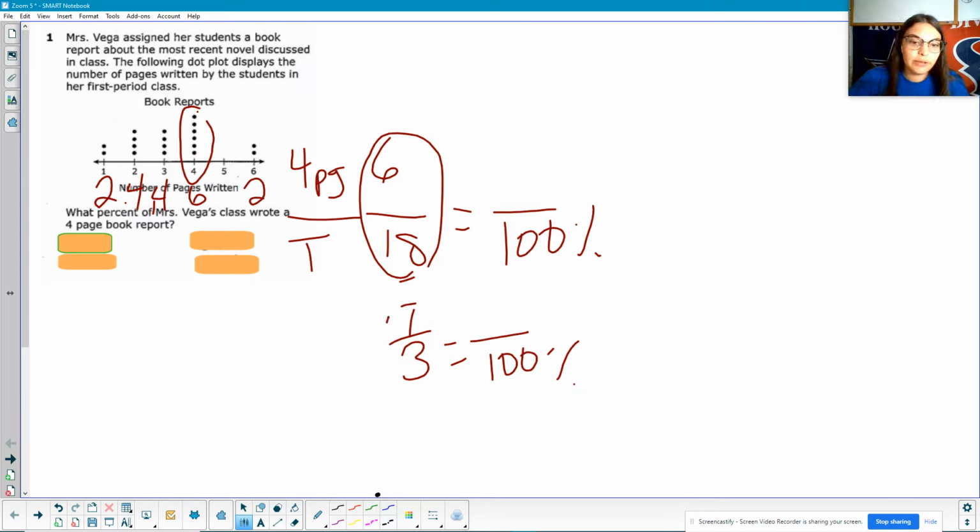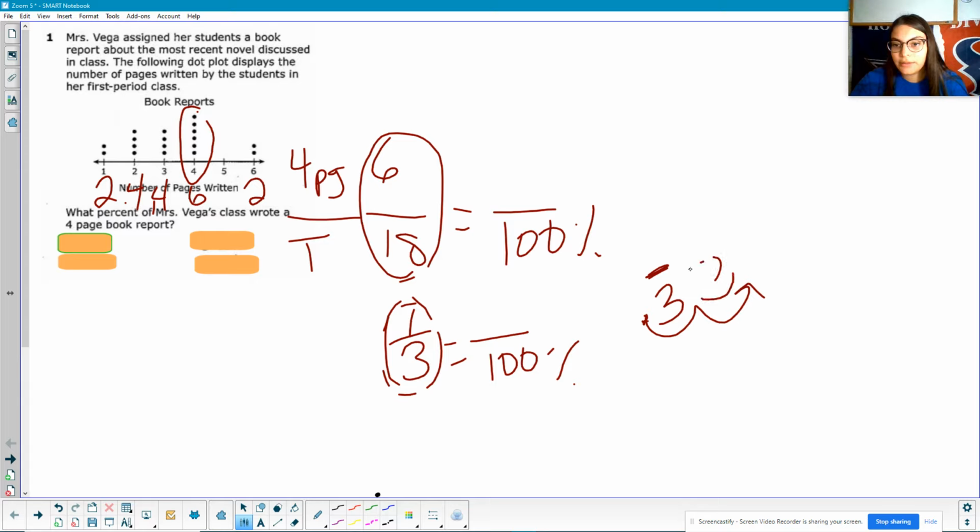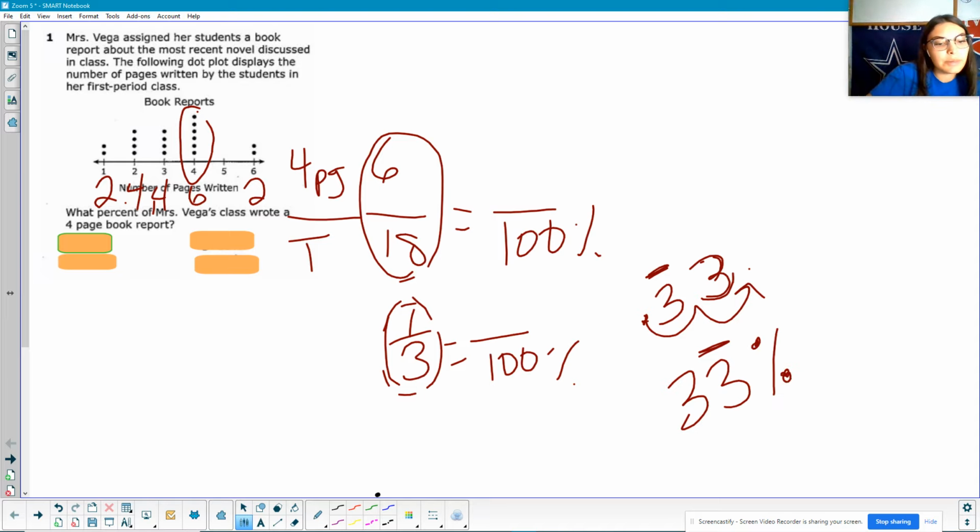And I know 1/3 as a fraction is equal to 0.3 repeating. So now I'm just going to change that to a decimal, moving it over twice to the right, filling that in with a 3 since this is a repeating decimal. So my answer should be 33 repeating percent. Notice I have my answer choices covered because I don't want to focus on the answer choices until I have my answer and then see which one matches it.